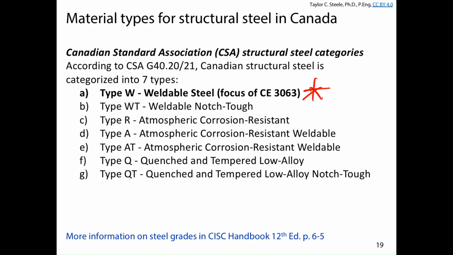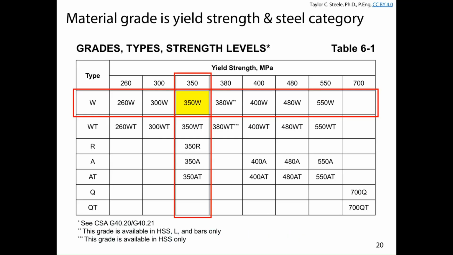A grade of a steel is basically just the category, which in our case is going to be W, and the yield strength, which most commonly is 350. Basically, the most common structural steel on the marketplace, especially in Canada, is 350W. It means that it's a weldable steel, and the tensile strength in yield is about 350 megapascals.